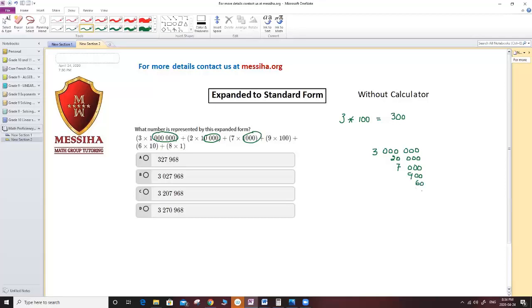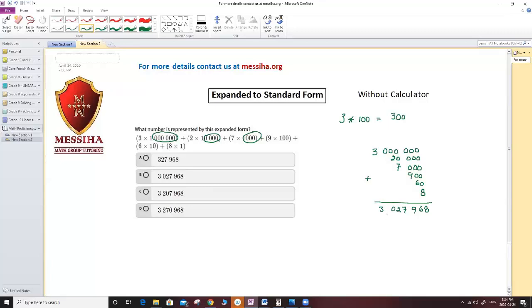8 times 1, 8. So if I write it this way, and I'm trying to be very organized, so 8, and under all the 0, it's going to be 8. 6 with all the 0, it's going to be 6. 9 with all the 0s, it's going to be 9. After that, I leave some gap. 7 and 2 zeros, it's going to be 7. 2 and 0, it's going to be 2, 0, and 3.